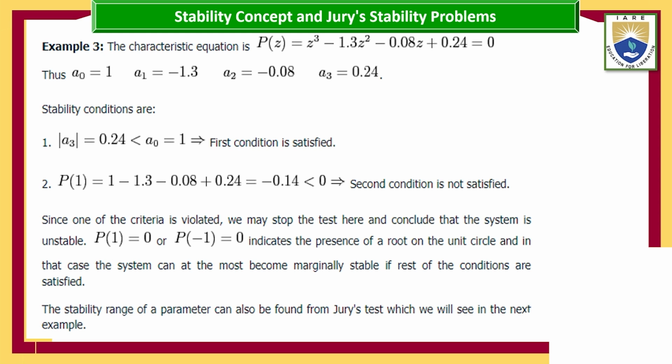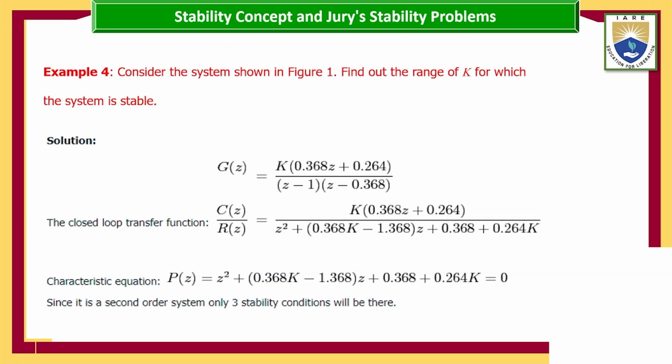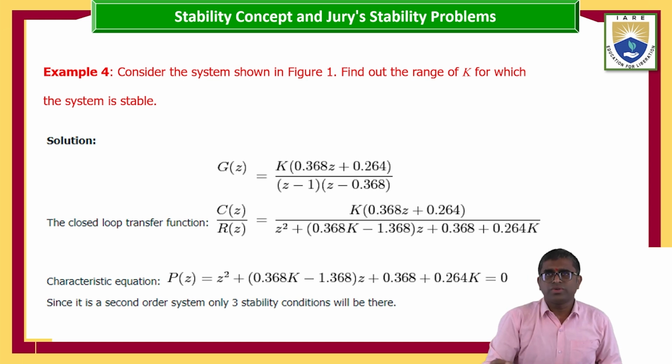Okay, so see this one. This is the example. You have to find the k value for the system where the conditions are not satisfied. That is G(z) equal to k into (0.368z + 0.264) by (z minus 1)(z minus 0.368).